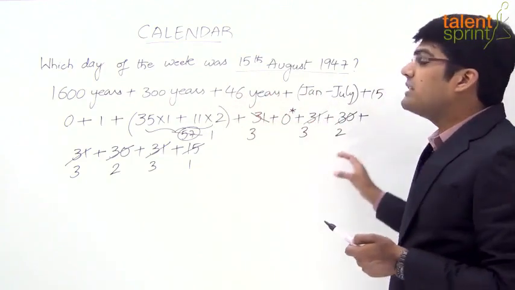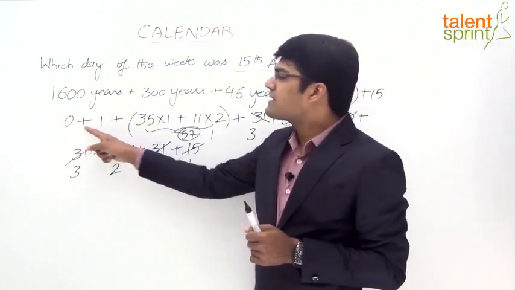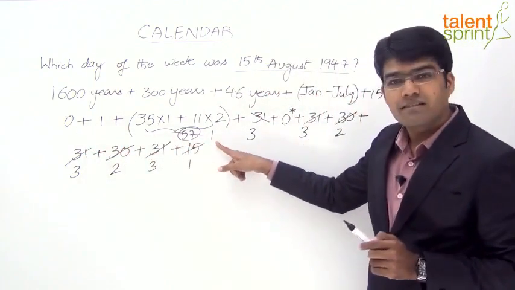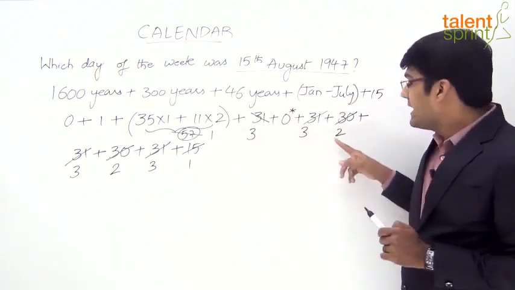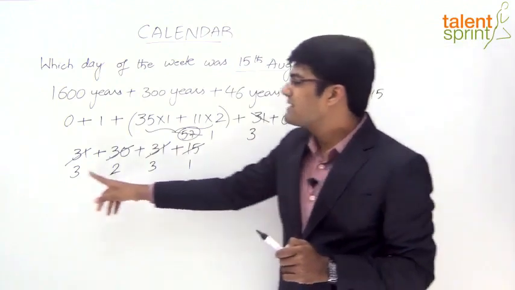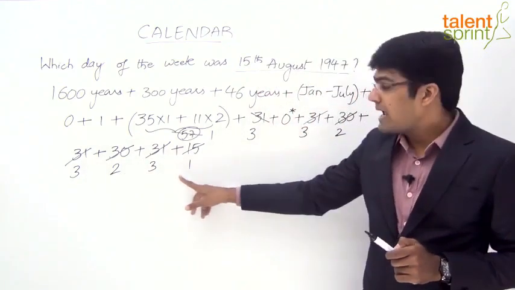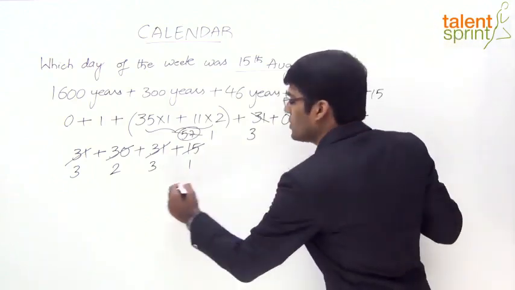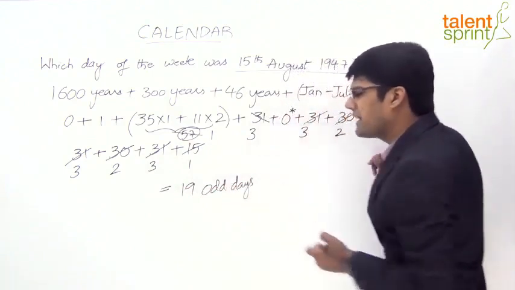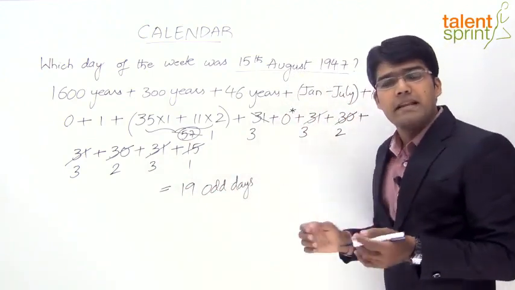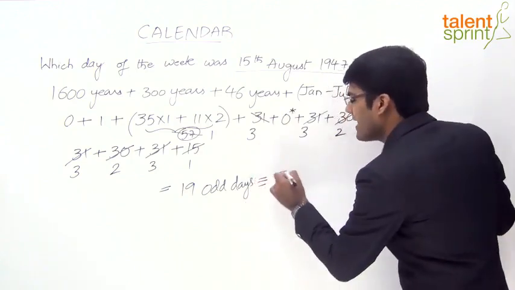Now let us add all these values and find out the total number of odd days. So 0 plus 1 is 1, 1 plus 1, 2, 2 plus 3 is 5, 5 plus 3 is 8, 8 plus 2 is 10, 10 plus 3, 13, plus 2, 15, plus 3, 18, and plus 1 is 19. So we can say there were 19 odd days in total. But again, 19 odd days can be taken as 2 complete weeks plus 5 days. So this is equivalent to 5 odd days.